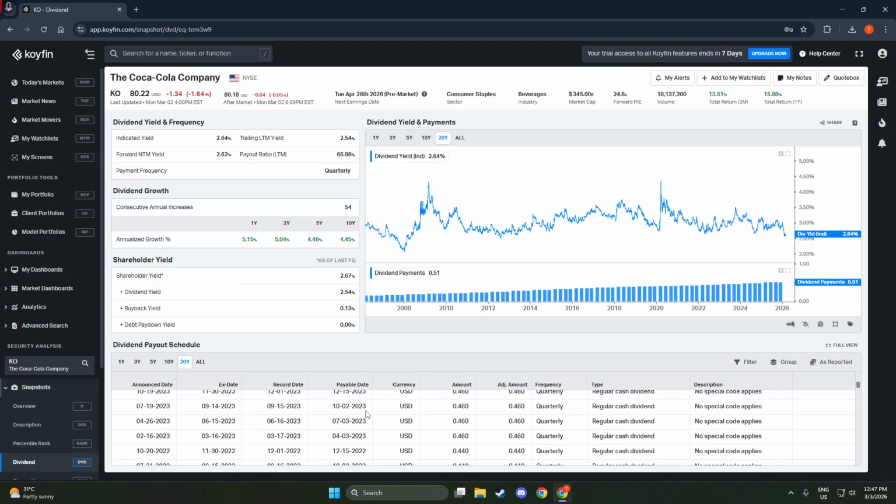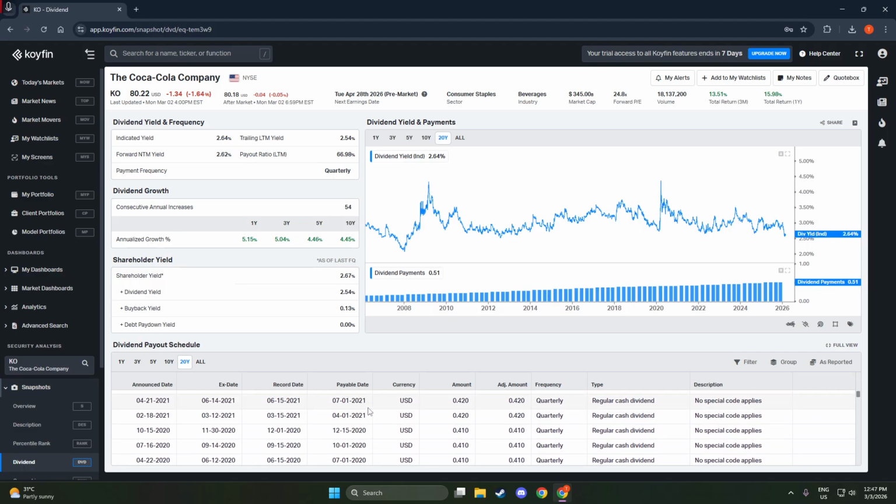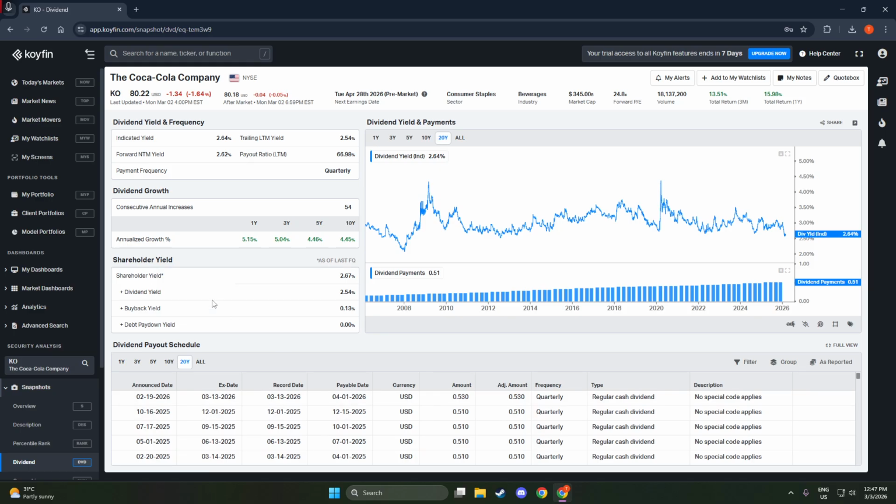Another useful piece is the shareholder yield breakdown. This goes beyond the dividend and adds buybacks and debt paydown to show total capital returned to shareholders. Positive buybacks reduce share count and can boost per-share metrics. Debt reduction can strengthen the balance sheet. If you see negative numbers, it may mean share issuance or rising debt, which can dilute returns.